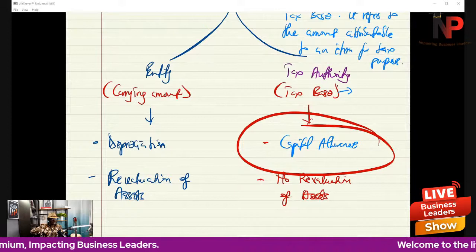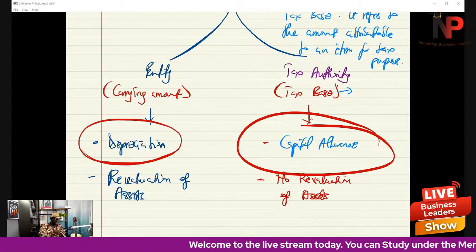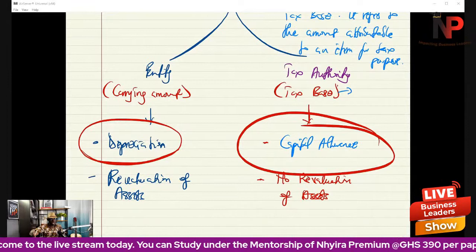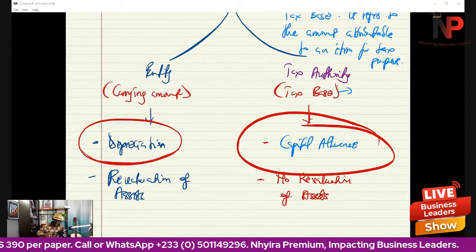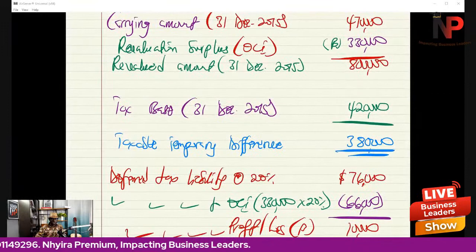The same way you will calculate depreciation for the entity using either a straight line method or reducing balance method, the question could give you the information and you have to calculate the capital allowance and the tax base as at the reporting date, and then determine whether it is a deductible temporary difference or taxable temporary difference. So it depends on the context of the question. It happens that in this one, it is given to you. So you use it as it is given.